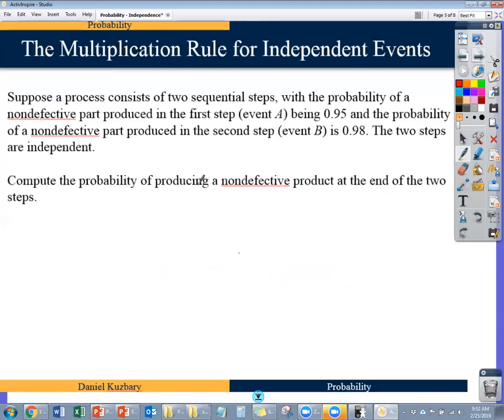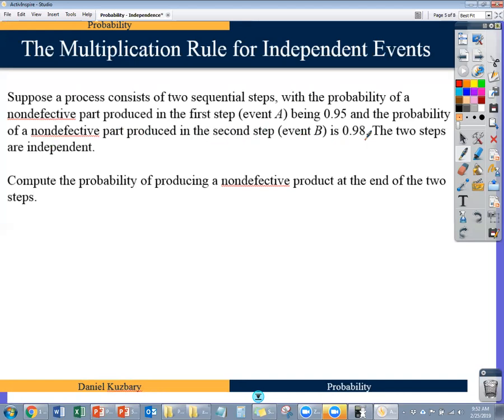So in this problem, if we're going to use the simpler multiplication rule, we've got to make sure we know these two events are independent. So let's see if we can see how that works. Suppose a process consists of two sequential steps with the probability of a non-defective part being produced in the first step, we'll call that event A, being 0.95, and the probability of a non-defective part being produced in the second step, we'll call that event B, is 0.98.